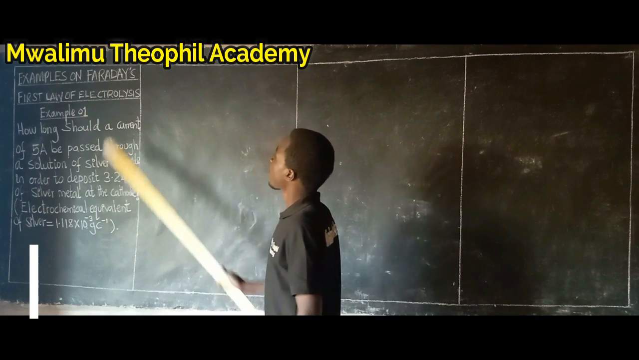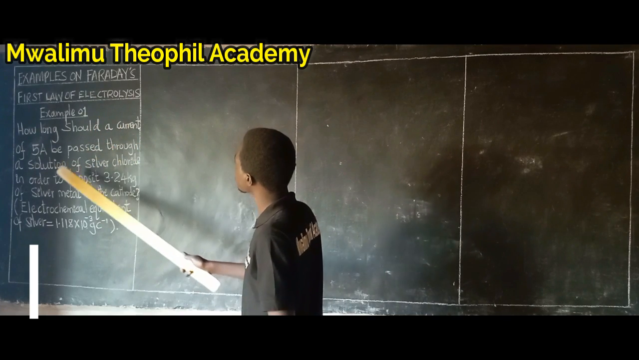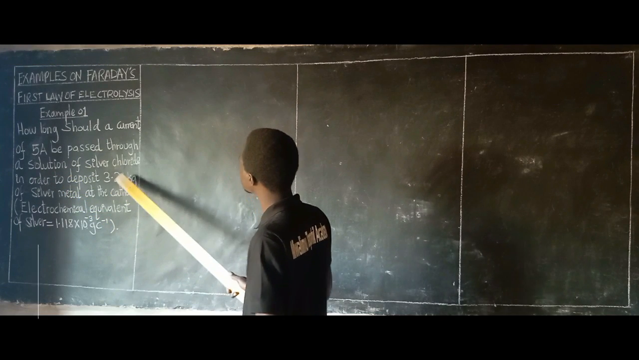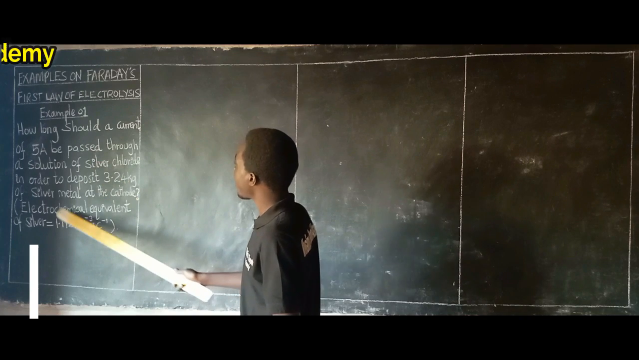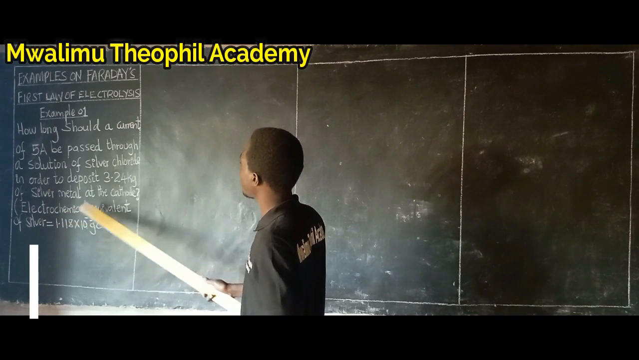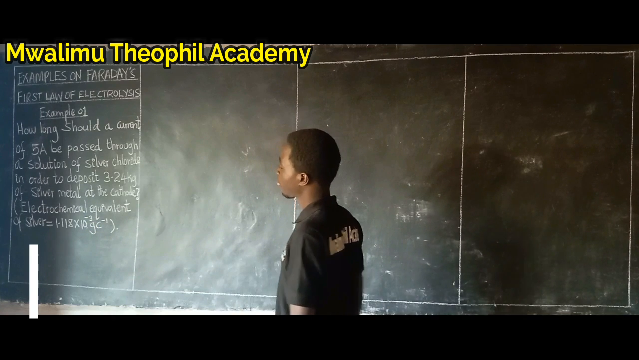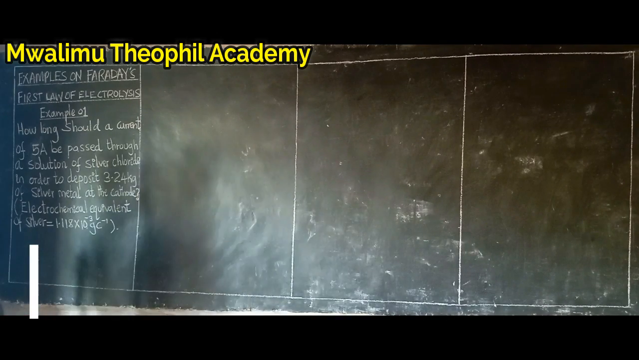Example 1. How long should a current of 5 ampere be passed through a solution of silver chloride in order to deposit 3.24 kg of silver metal at the cathode? You are given that the electrochemical equivalent of silver is 1.118 times 10 raised to negative 3 gram per coulomb. Now, let us see the way we may solve this question.